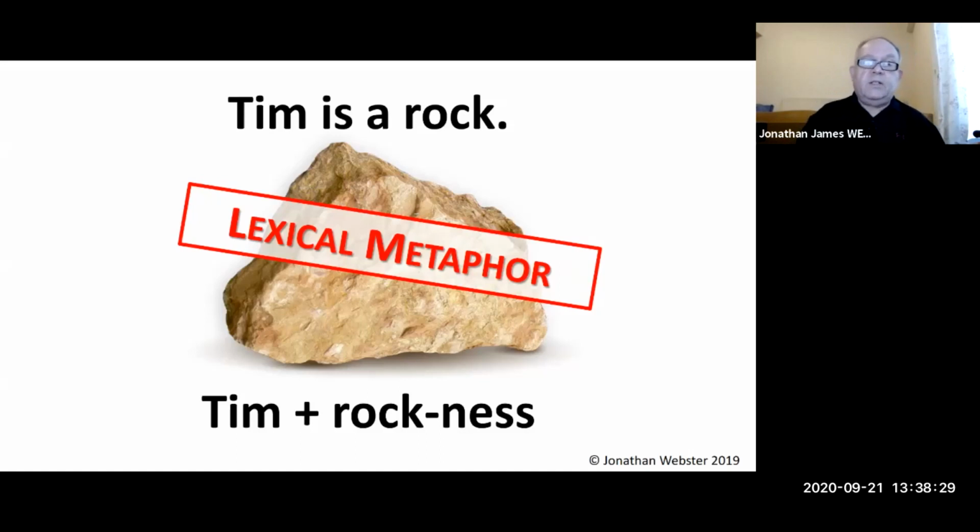Well, what is a lexical metaphor? Lexical metaphor is something that you see all the time. You see it in the movies too.